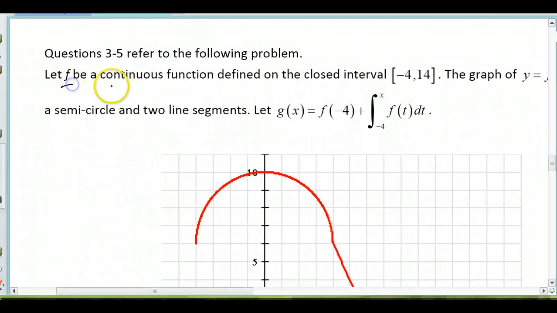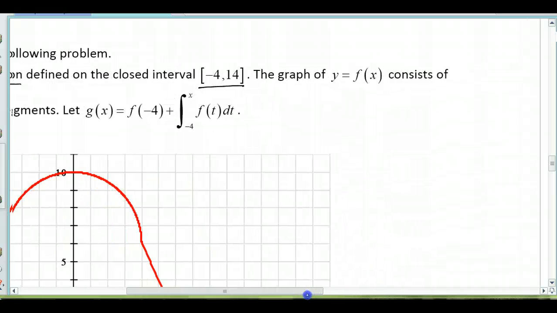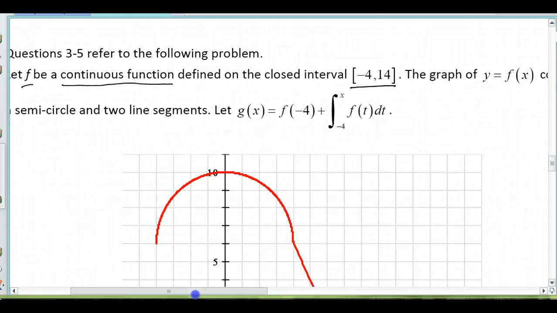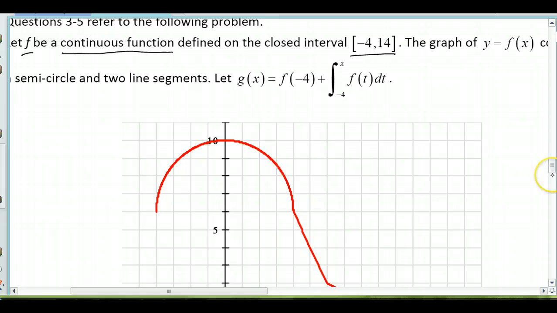They're telling us f is a continuous function defined on the closed interval [-4, 14]. Okay, got it. And the graph of f is given right here. It consists of a semicircle and two line segments. You can see the semicircle and the two line segments. Okay, got it, clear. All right, so now what?